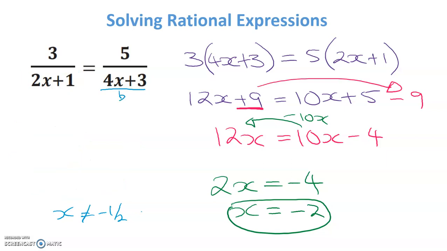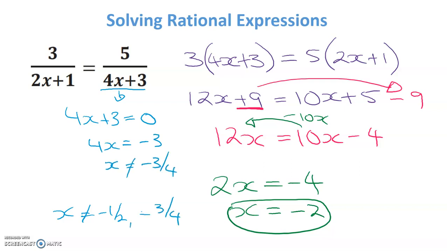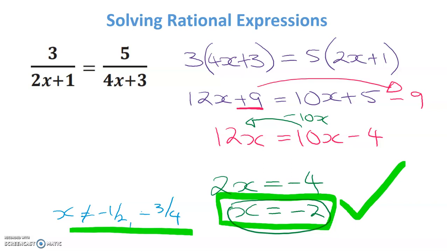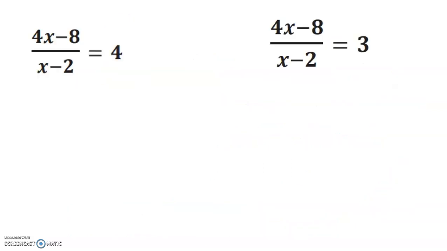Similarly, on the right-hand side, 4x plus 3. So 4x equals negative 3. x equals negative 3 on 4. So x cannot equal negative 3 on 4. And since our solution of x equals negative 2 is none of these restrictions, it is indeed a solution to this problem. Here we have another one.